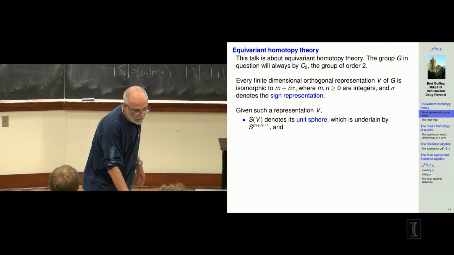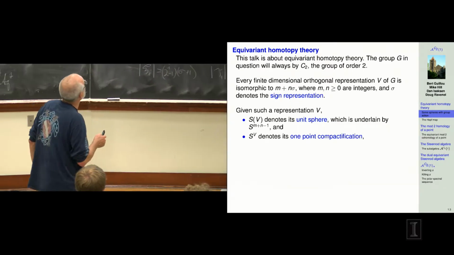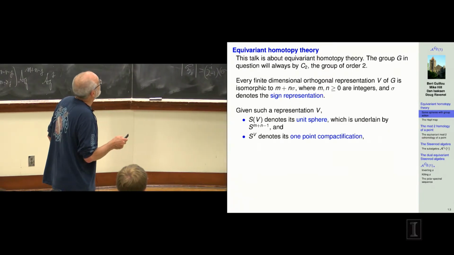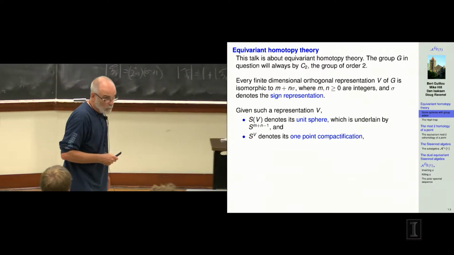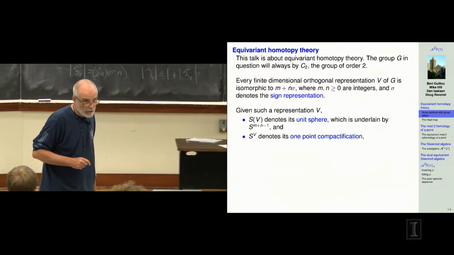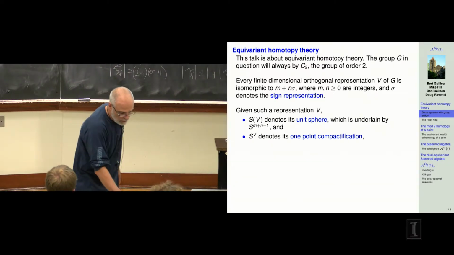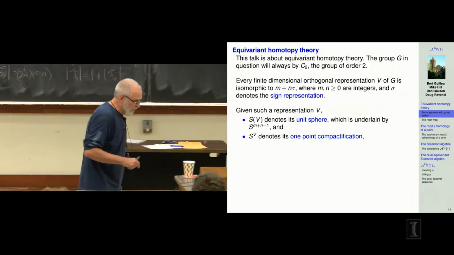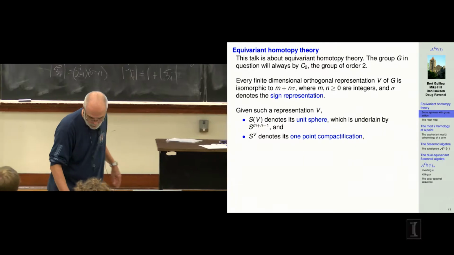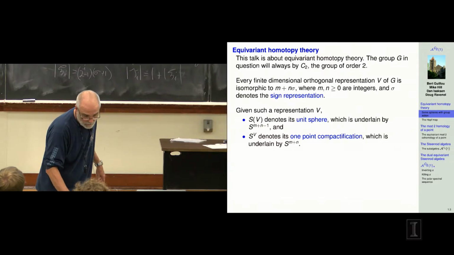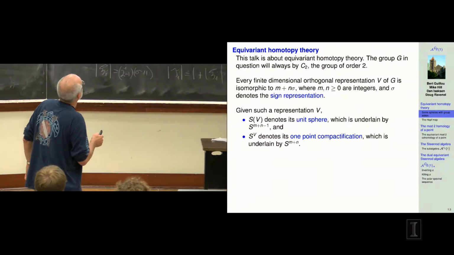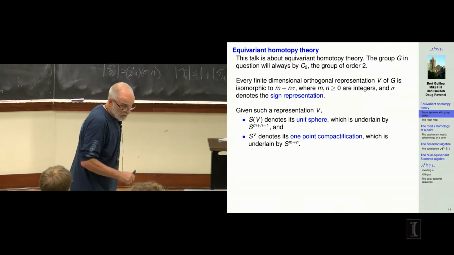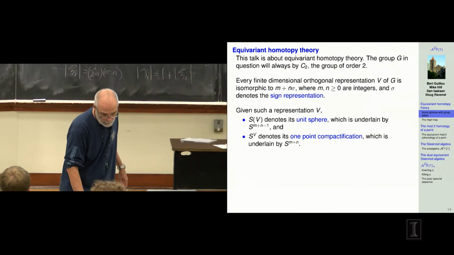Now, a very similar symbol is S^V. This stands for the one-point compactification of the vector space, and that also has a group action on it. The point at infinity is fixed, as is the origin. And so in this case, the underlying space is S^(m+n). And I'm going to use these things from time to time.